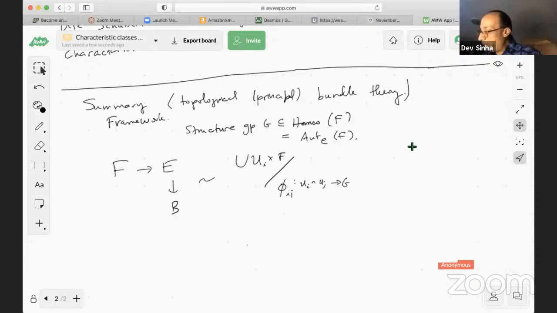But what we can do is replace F by G. And our phi_ij for identifications are the same. Maybe I wanted G to act on F on the right, and then we replace it by G acting on itself on the right. And the point is that the same data allows us to define a principal G bundle.